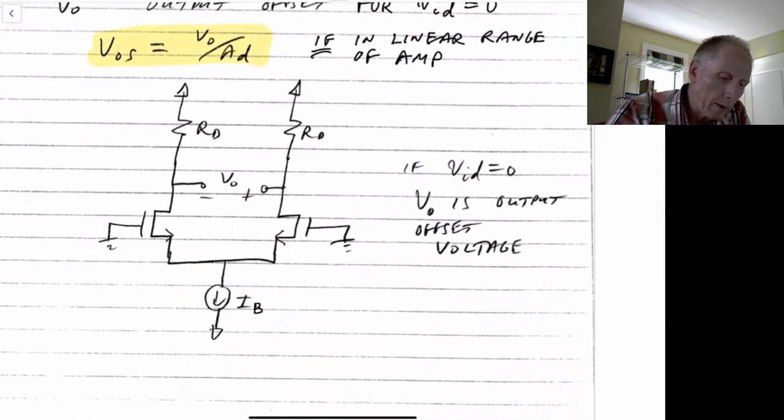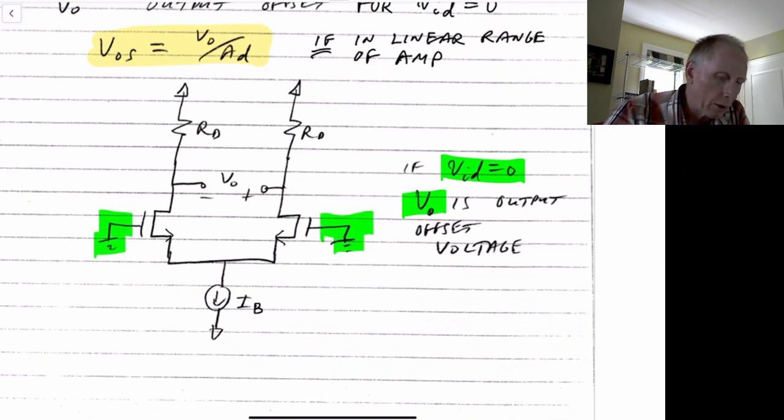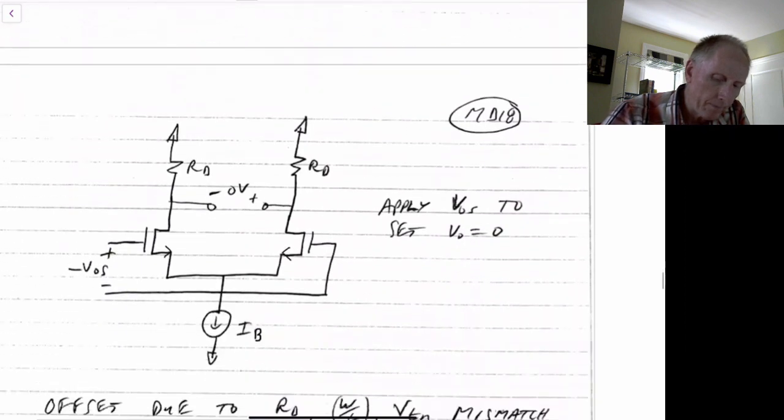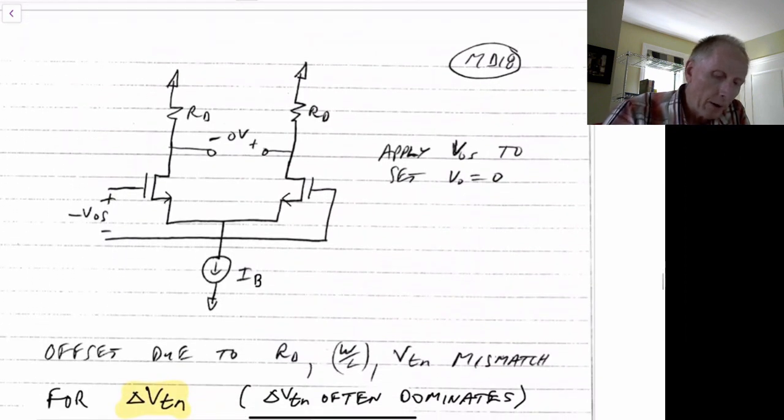So as I mentioned, our output offset is when VID is equal to 0. So if I connect both the inputs to ground, then I measure Vout, that will be an output offset voltage, assuming it remains in the linear region and does not saturate. But that's not really practical, because if we just apply 0 to it, more often than not, the output will saturate, so we don't know what the input offset is.